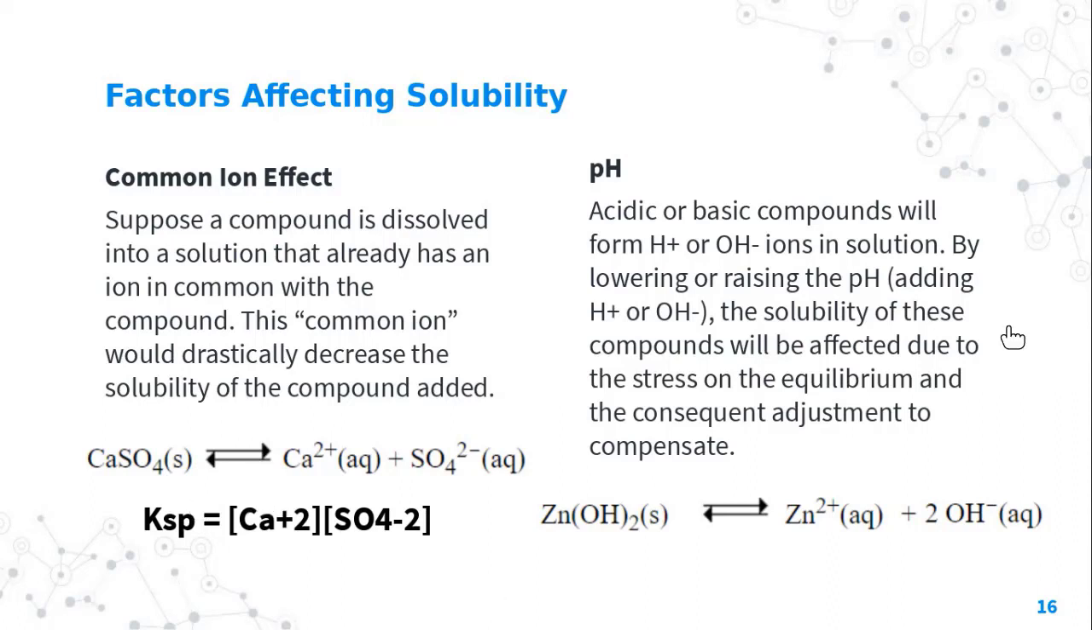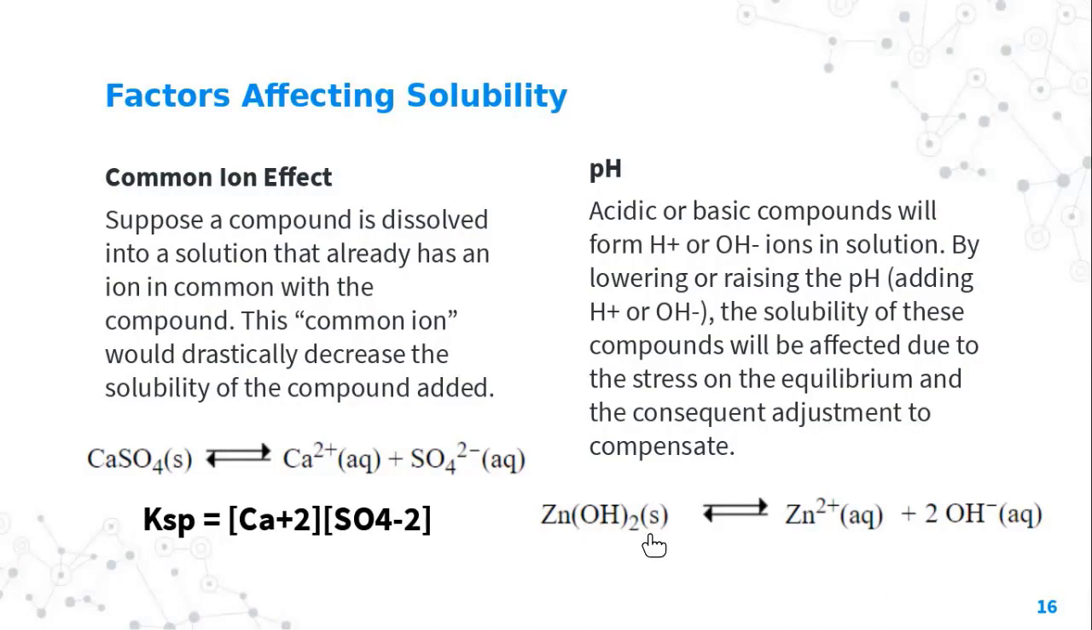Therefore, it reduces our solubility because of this equilibrium. All right, and so pH is the other topic. If you have an acidic or basic compound, they will form H plus or OH minus ions in your solution, and this will raise or lower the pH depending on which you have, and this can affect the equilibrium of a compound. So let's look at an example here.